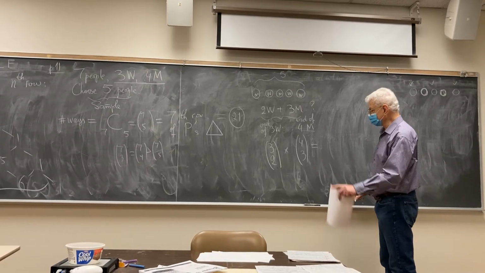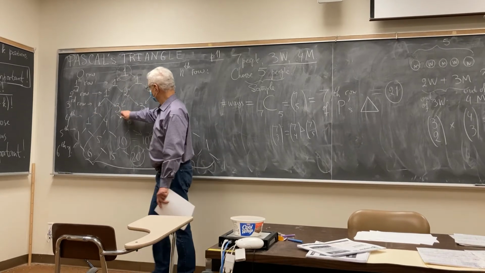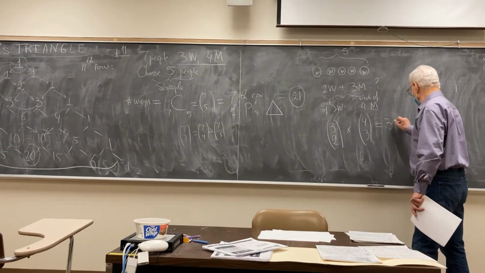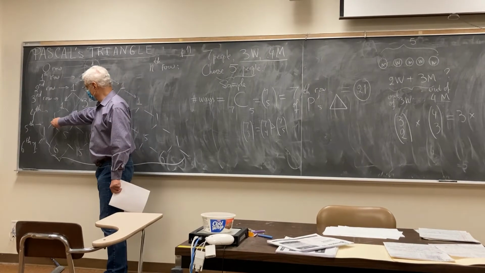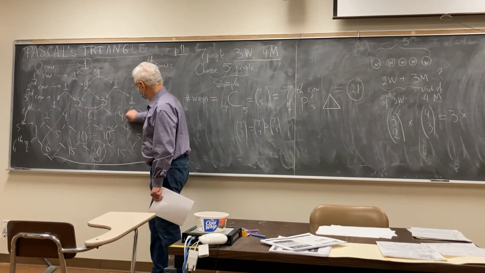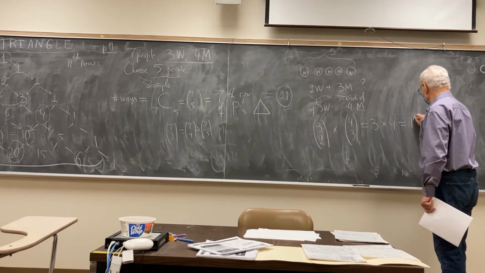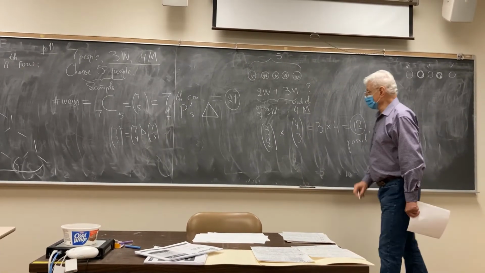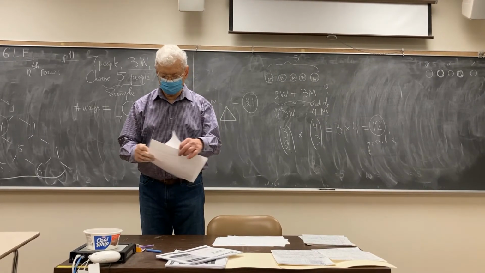And 3 choose 2. Okay, let's look. 3 choose 0, 3 choose 1, 3 choose 2. It's 3. Times, what is 4 choose 3? 4th row: 4 choose 0, choose 1, choose 2, choose 3. That's 4. Times 4. And the answer is 12 different possibilities. And this is the answer. Got it? This is how you can use the triangle.